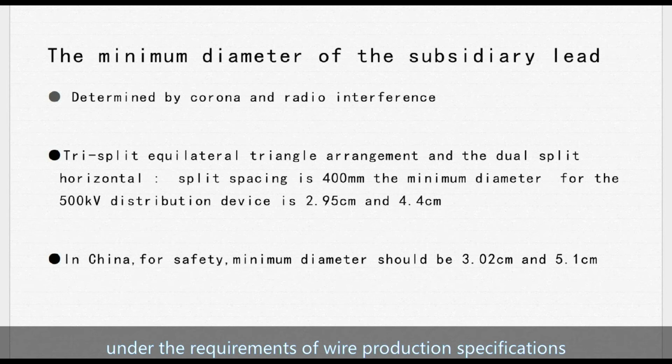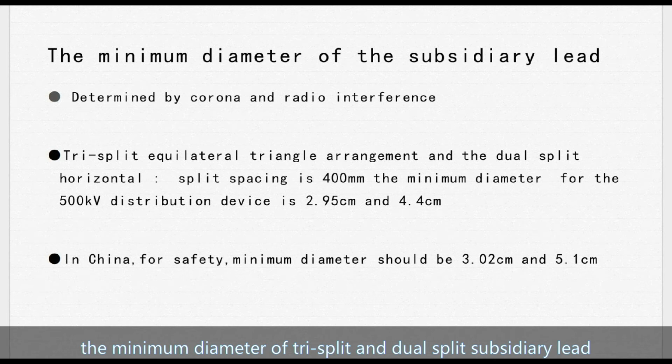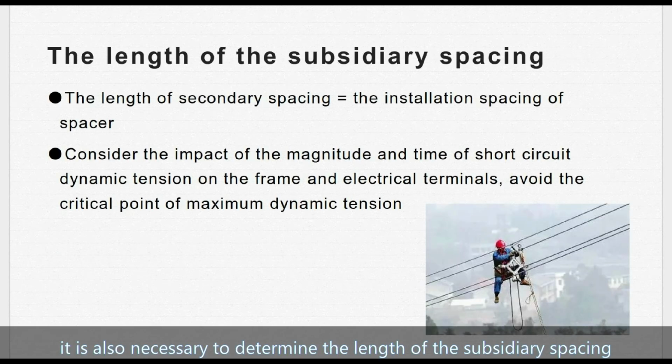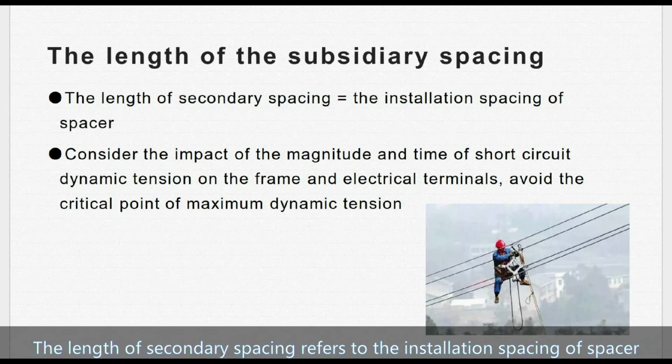However, under the requirements of wire production specifications and certain safety margin in our country, the minimum diameter of tri-split and dual-split subsidiary lead should be 3.02 cm and 5.1 cm respectively in production. In addition, it is also necessary to determine the length of the subsidiary spacing. The length of secondary spacing refers to the installation spacing of spacer.